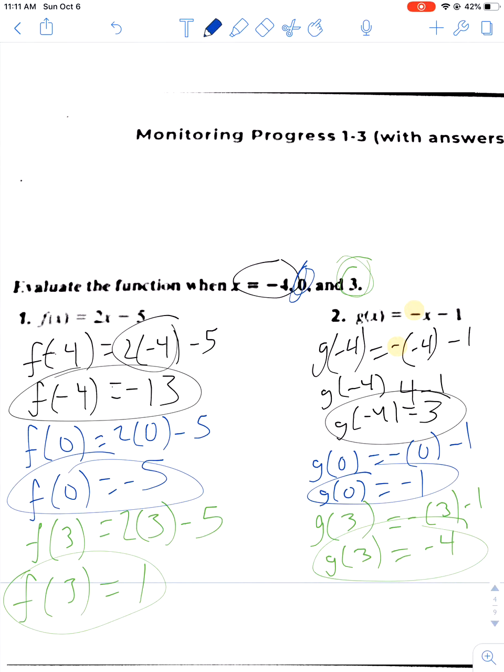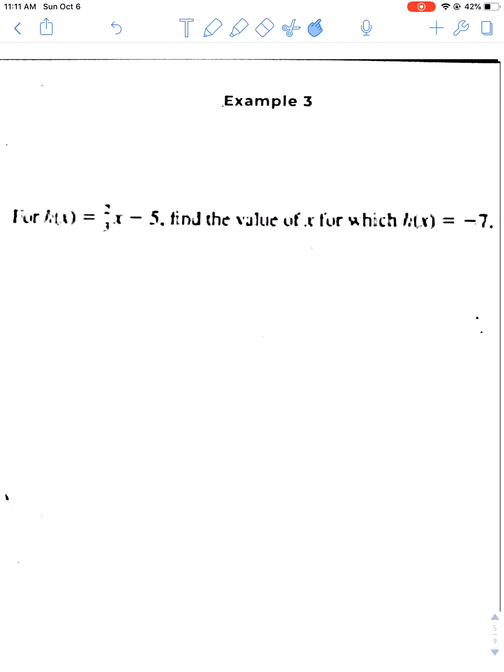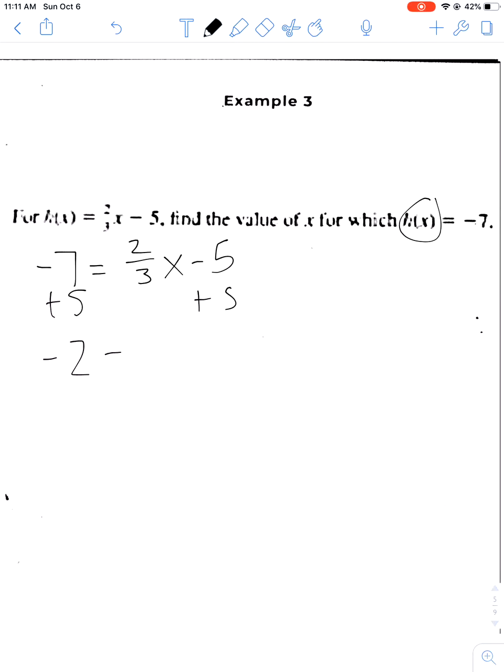Okay. So that's that. Just a few more things to look at. Now here's where some students struggle, because I think this is saying that x is negative 7. But it's not. It's saying h of x is negative 7. So I'm just going to change h of x to negative 7. And now I'm just solving for x. So I add 5, add 5. That gives me negative 2.